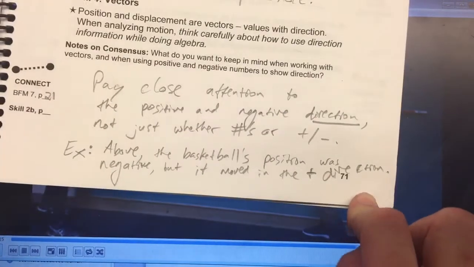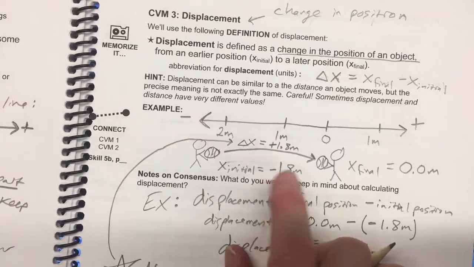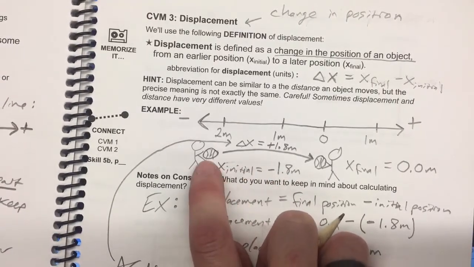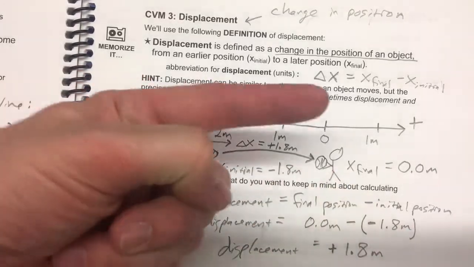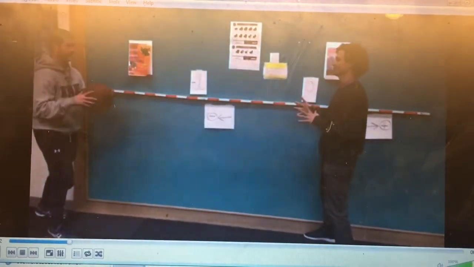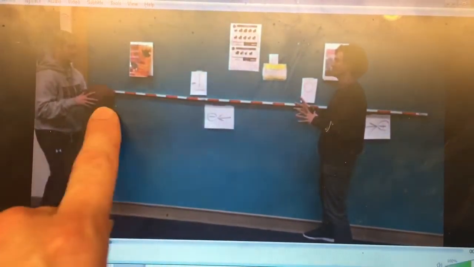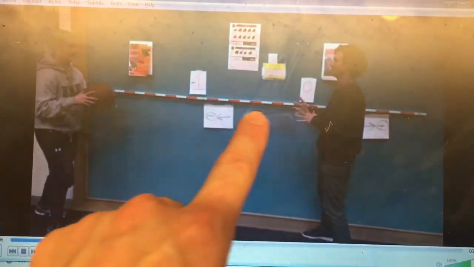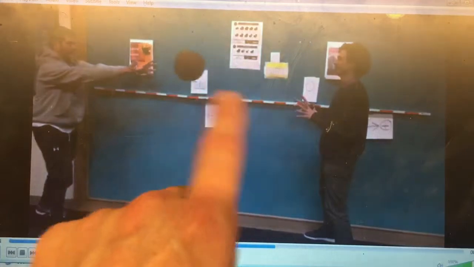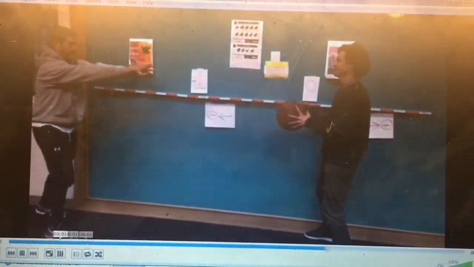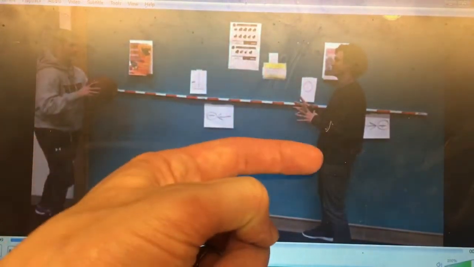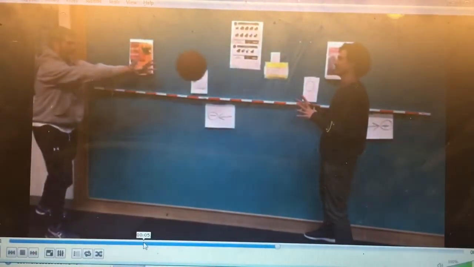direction. If we look at this example here, this negative position as an initial position is a negative number, but it was still moving in that direction. If we go back to the video and we start with the ball here, these are all negative numbers from 0 to -1 to -2 all the way out here. The position of the basketball is negative for this entire trip, but it is moving in this direction, and that is the positive direction.